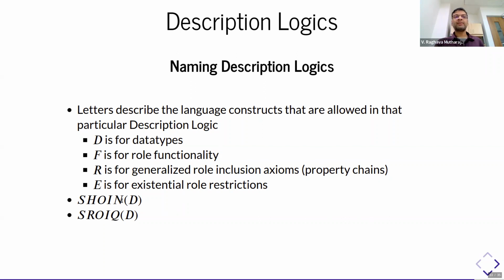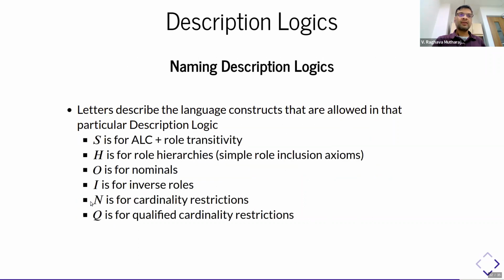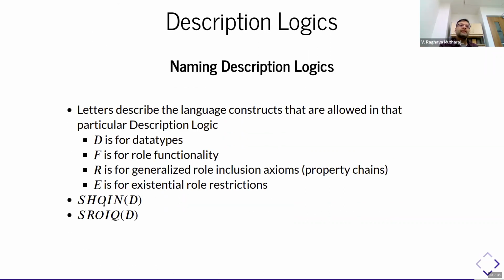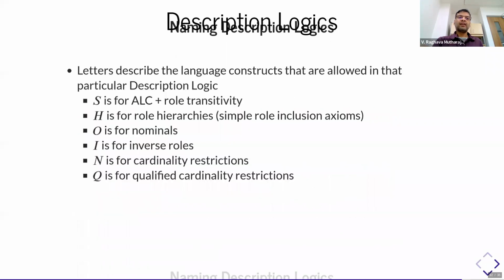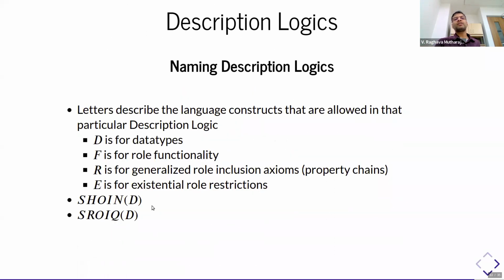So, for example, one description logic is called SHOIN(D). D indicates data type, and as we discussed, S indicates ALC plus transitivity. H indicates role hierarchies. O indicates the nominal, I indicates the inverse, and N is the cardinality constraints, and Q is the qualified cardinality constraints. Is that okay so far?